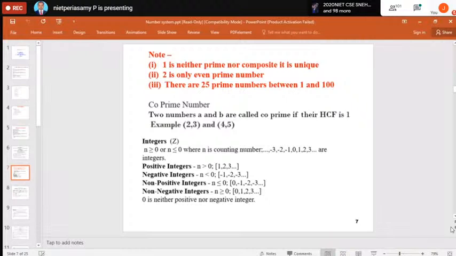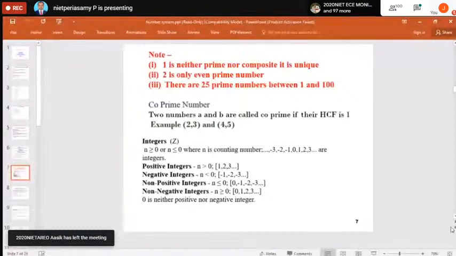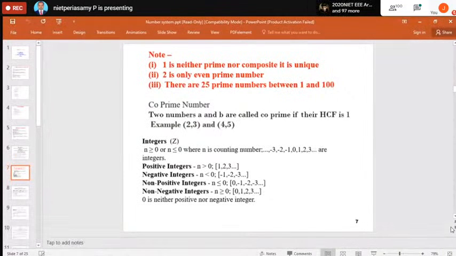Next, integers. Usually the set of integers is represented by capital Z. Now go through the definition: Z is the set of numbers n such that n is greater than or equal to 0 or less than or equal to 0, where n is a counting number: -3, -2, -1, 0, 1, 2, 3, etc. The integers are classified into 4 types.